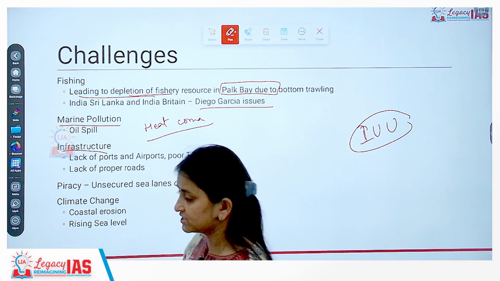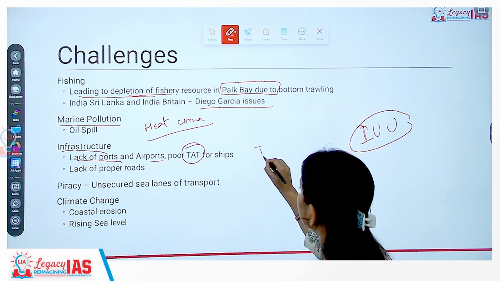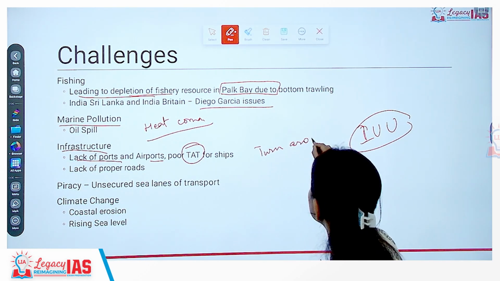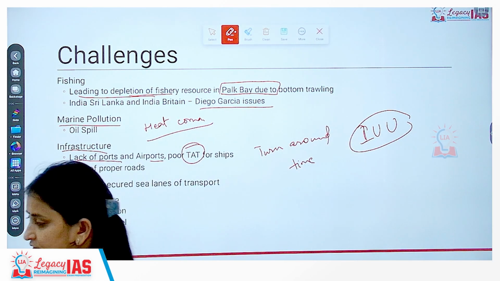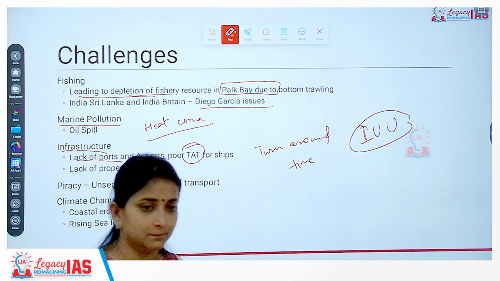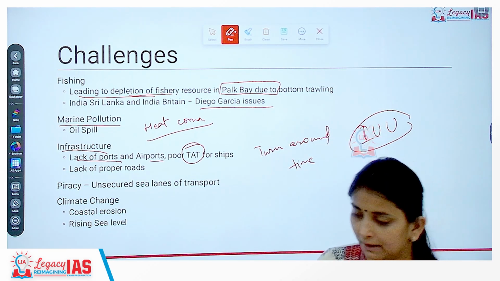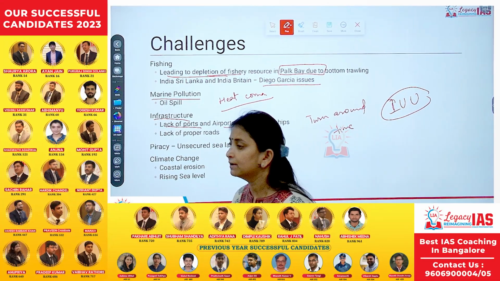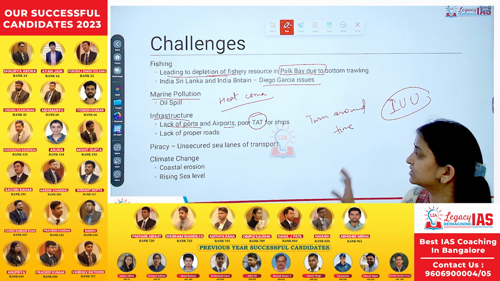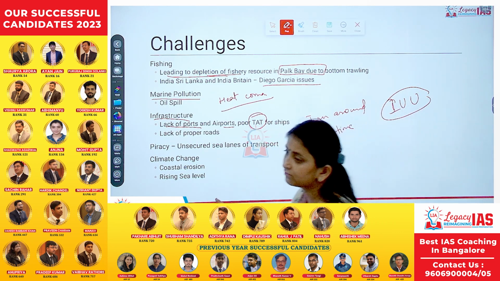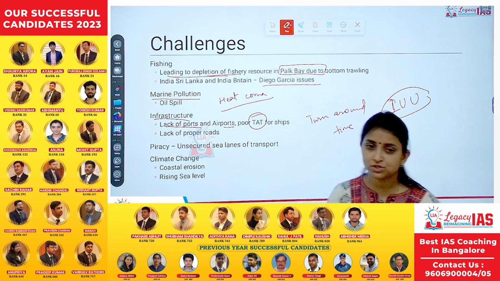Infrastructure related challenge: first, we do not have proper port or airport, and there is very poor turnaround time. The turnaround time, that is once the ship has come to Indian ports, how much time does it take to unload the ship and release the ship once again? Whether it has to carry the new load and then move on, or the entire empty ship has to move, what is the total time that a ship has taken to leave the port once it reached? That is called turnaround time. So the turnaround time for ships coming to Indian ports is extremely high. That is also increasing the cost of trade.